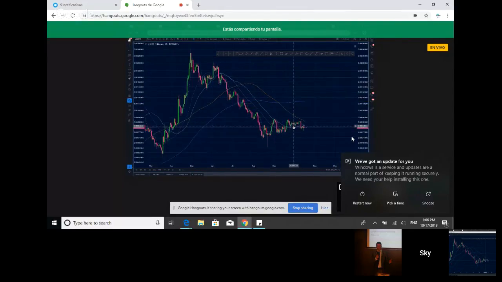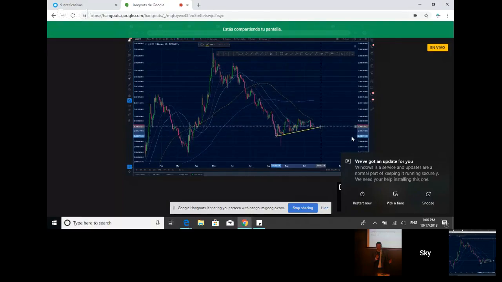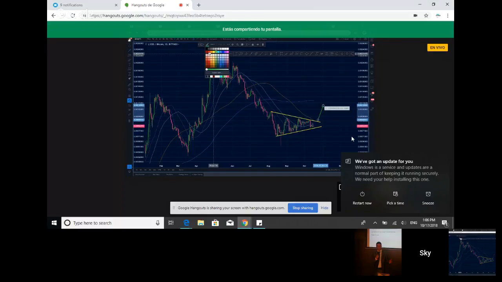So what we see now on EOS BTC, I'm not saying this is an accumulation zone, but this is probably a big triangle again. It's a very big symmetrical triangle, so we should know that it could break out to the upside or to the downside as well. So we should be ready for this move to the upside or to the downside.